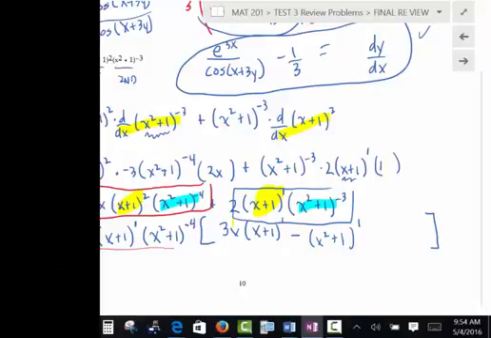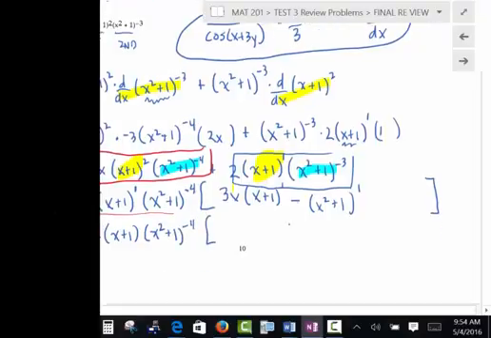Okay? The negative exponent might be bothering some of you too. You got to look at that. Okay, so write your answer now. You got negative 2, x plus 1, x squared plus 1 to the negative 4. Then you want to go ahead and multiply this out, see? So inside the parenthesis, you're going to have 3x squared plus 3x. Distribute the negative, so that's minus x squared minus 1 like that. Collect like terms and then done.